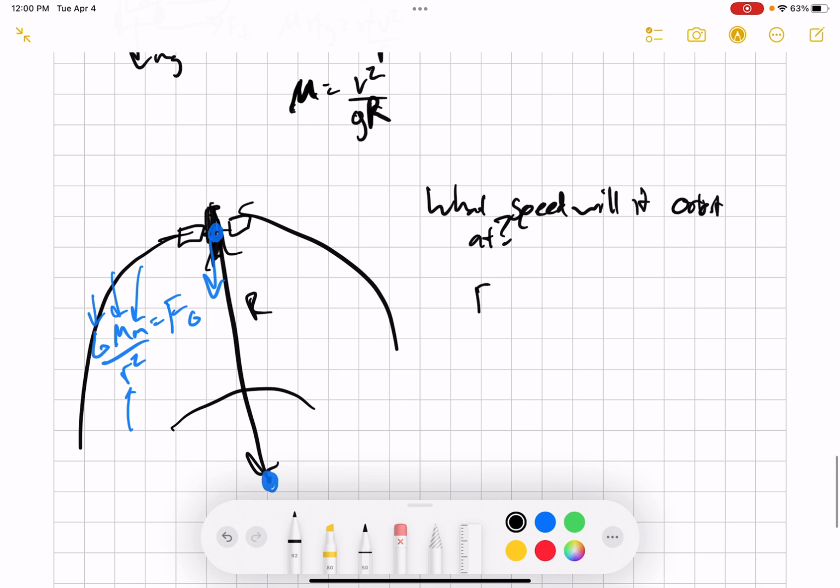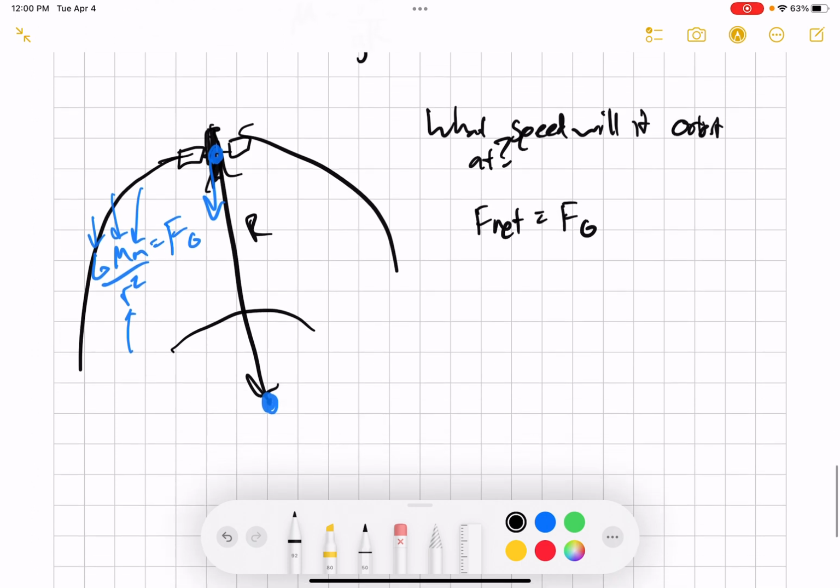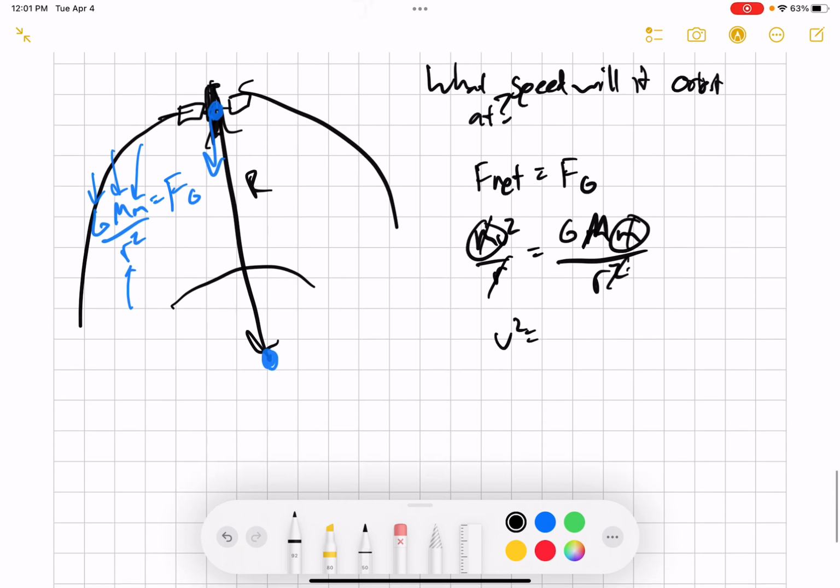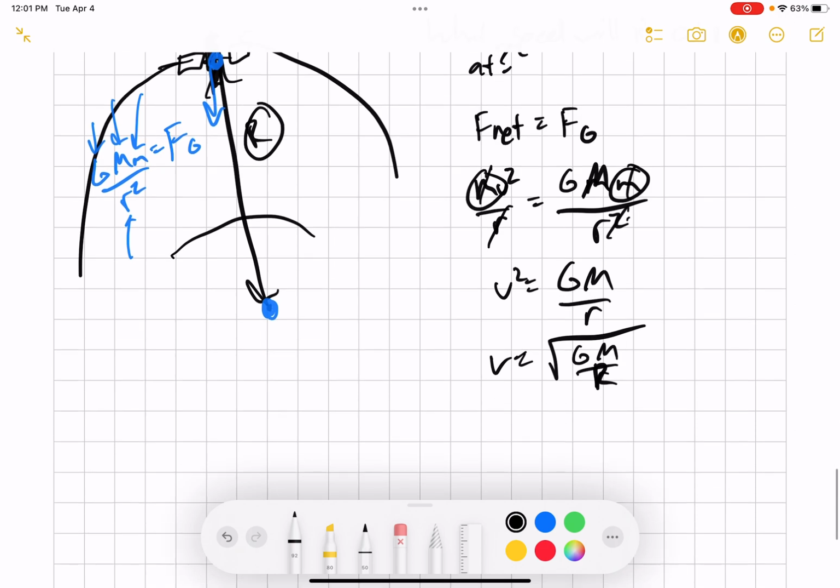Now we're going to have something like F net equals F big G. Let's go ahead and plug in F net. Since I'm going in a circle, it's going to be mv squared over r equals F big G, which is GMm over r squared. These little m's will cancel because this is the mass of the satellite, this is the mass of the satellite, and then one of the radiuses will also cancel. So I'm left with v squared equals GM over r, and v equals root GM over r, where I would want capital R since I defined it as capital R.